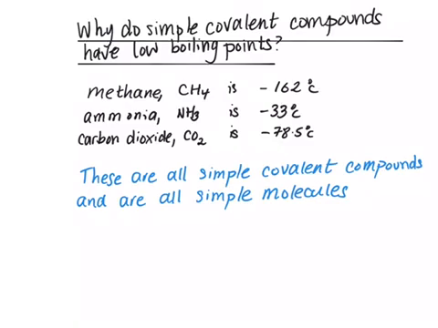If you look at the boiling point of methane, it's minus 162 degrees C. The boiling point of ammonia is minus 33 degrees C. And the boiling point of carbon dioxide is minus 78.5 degrees C. And to understand this, we need to know that these are all simple covalent compounds and they're all made of simple, individual, discrete molecules.